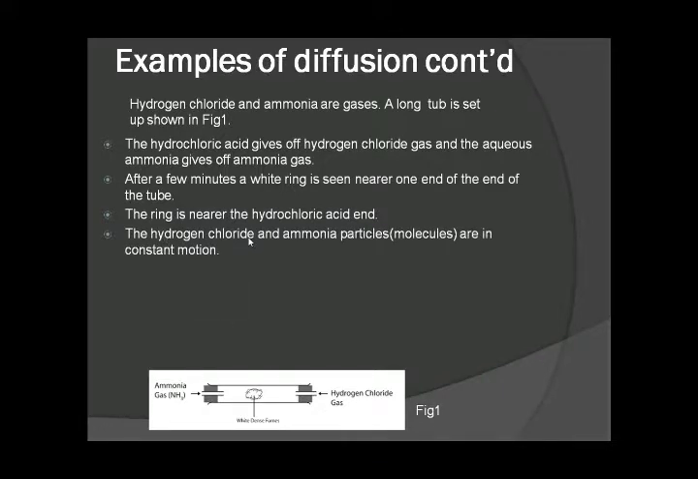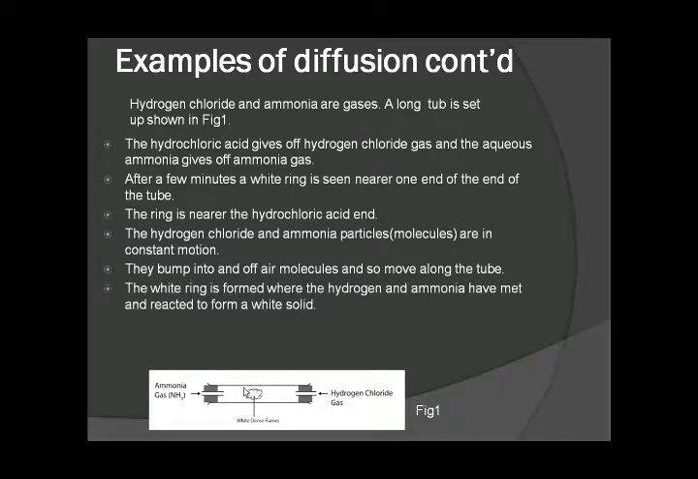So the hydrogen chloride and the ammonia molecules are in constant motion. They bump into and off air molecules and so move along the tube. The air molecules inside the tube and the molecules of the ammonia gas and hydrogen chloride gas bounce into each other until the two gases meet and react. The white ring is formed where the hydrogen chloride and ammonia have met and reacted to form a white solid.